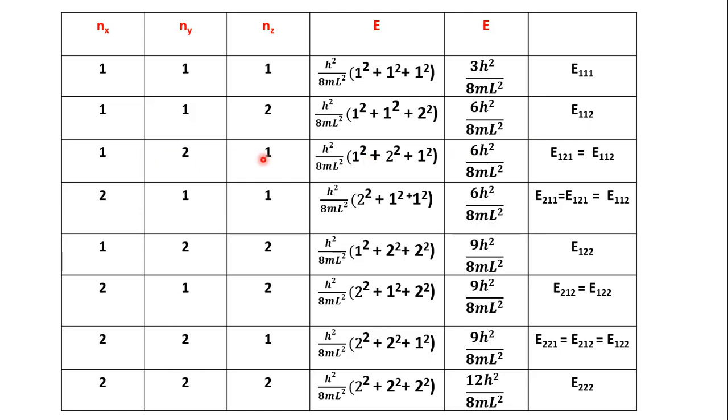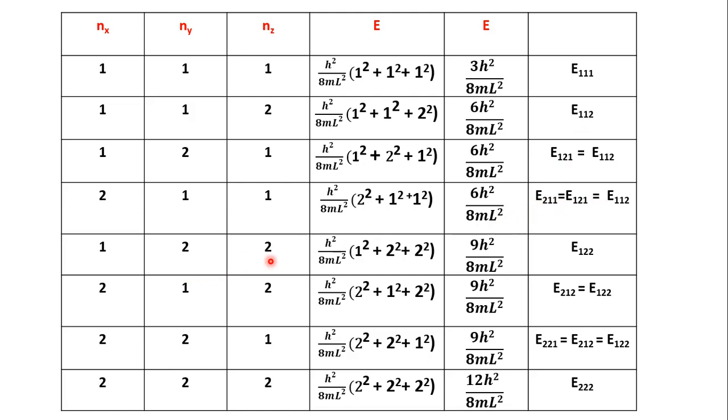Now consider 121, that is nx is equal to 1, ny is equal to 2, nz is equal to 1. We'll get 1 squared plus 2 squared plus 1 squared. This is once again 6h² by 8mL², same as previous. So E112 and E121 are same. Similarly, when we consider 211, nx is equal to 2, ny is equal to 1, and nz is equal to 1, you get 2 squared plus 1 squared plus 1 squared, which is once again 6h² by 8mL². This we will call E211. This is same as 121. These three are same. E112 is equal to E121 is equal to E211.